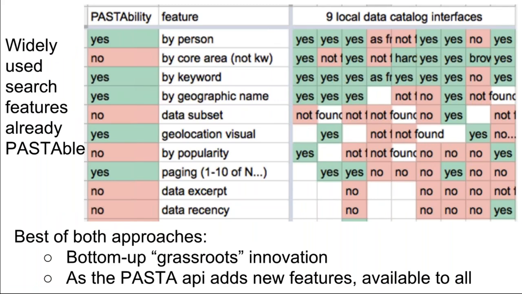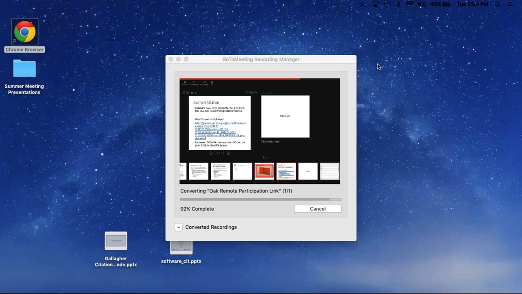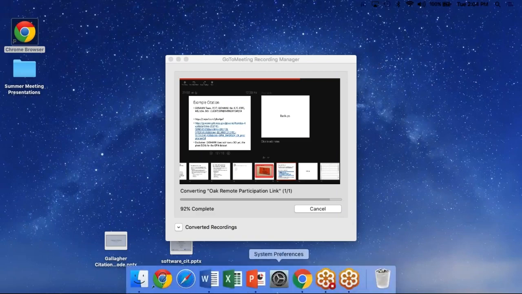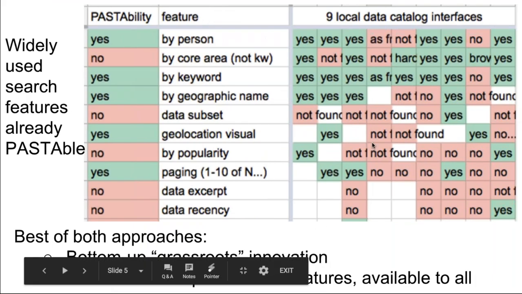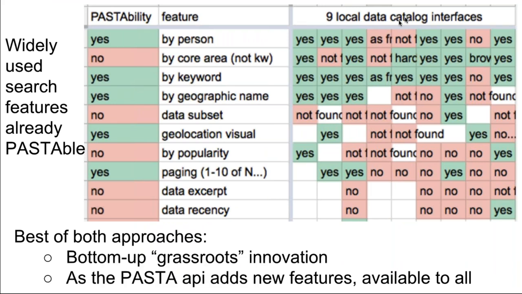So this is my graph of Pastability. On the left, you have whether or not PASTA serves through its interface the given feature for a data catalog. We have various features: ways of filtering the result set, whether you can see a subset of the data right away, a little preview, whether it has a map visual of the location of data sets, filtering data sets by how popular they are, how many downloads, pagination of search results, how recent the data is. These are all features that are either recommended best practices for local site catalogs or things the sites thought up on their own. Those features which are seen most commonly are available already from PASTA. And any new feature added to PASTA would then become available to all sites. They wouldn't each have to code it themselves.